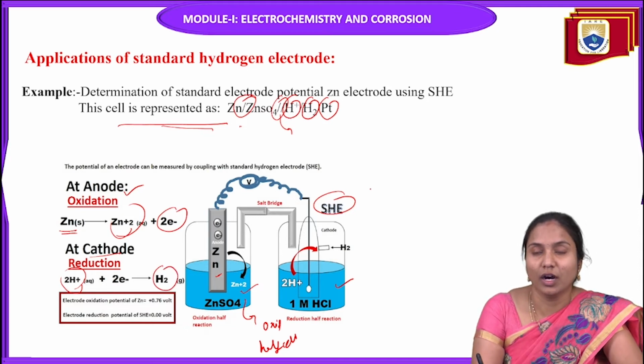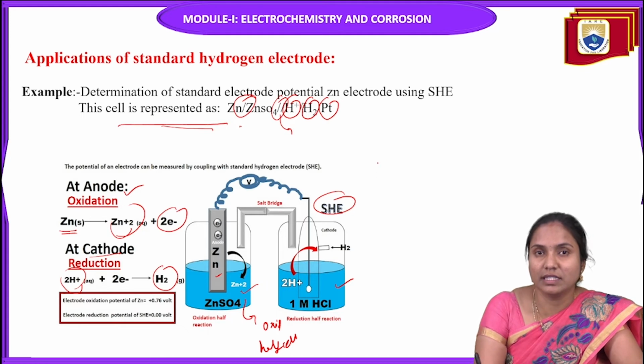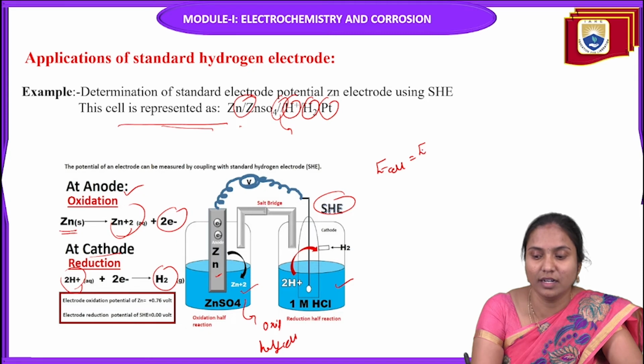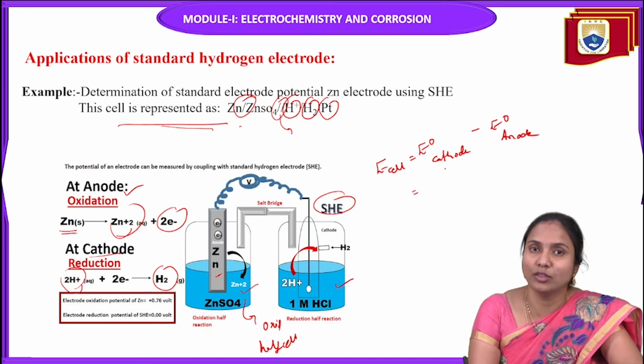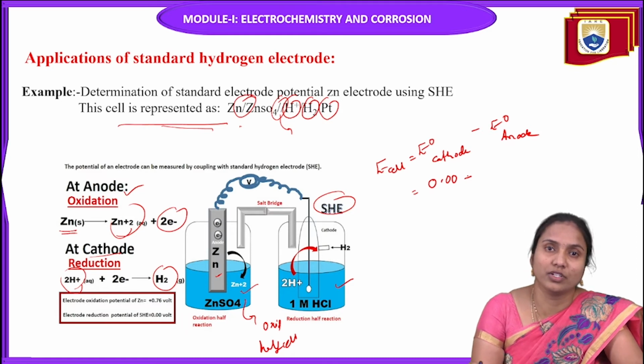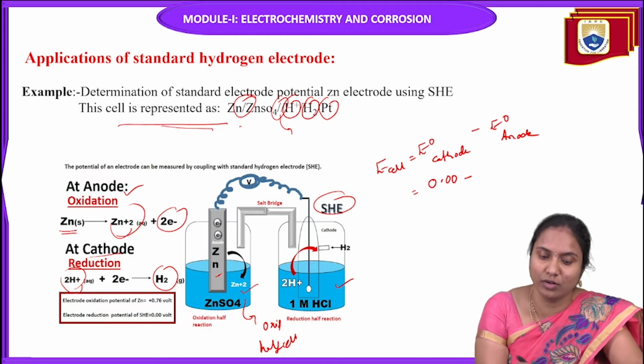Okay. So here, how can we determine the E cell value of this cell? E cell equals, what is the formula? Standard electrode potential of cathode minus standard reduction potential of anode. For the cathode, we already know that the standard hydrogen electrode potential is 0 at all temperatures. Here it is used as a reference electrode. So that value is 0 minus the electrode potential.